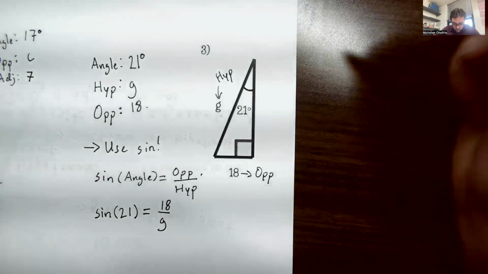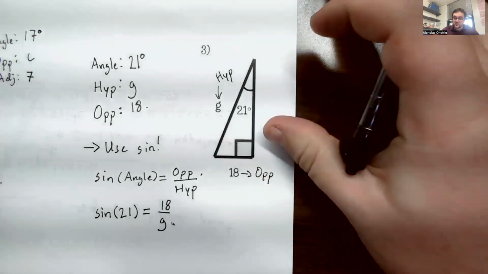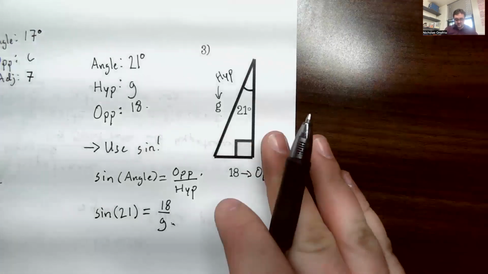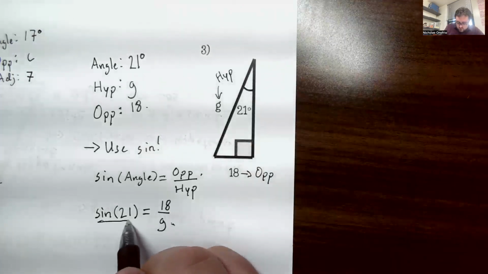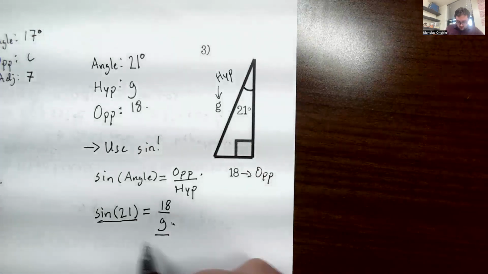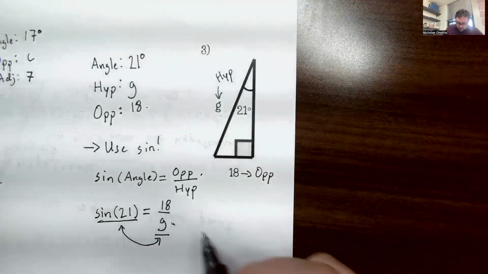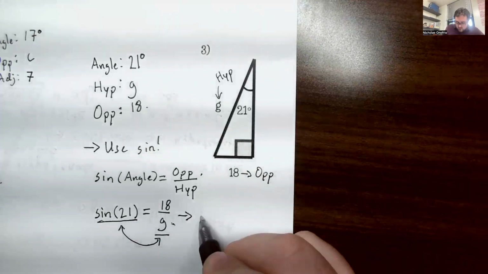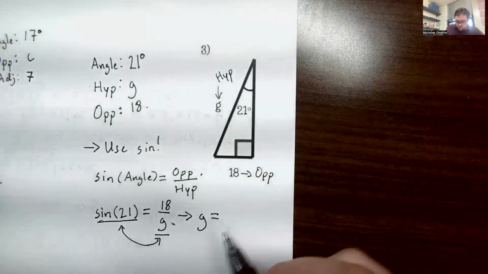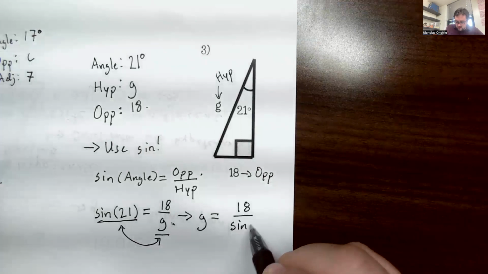Notice this time our letter is in the bottom. Last week, we talked about a trick we could use for that. What we can do is take our part on the left side of the equation and our letter, and they're going to swap places. So my equation would become G equals 18 over sine 21.